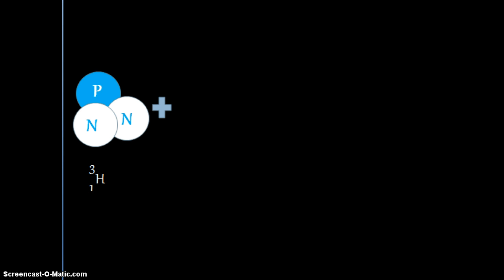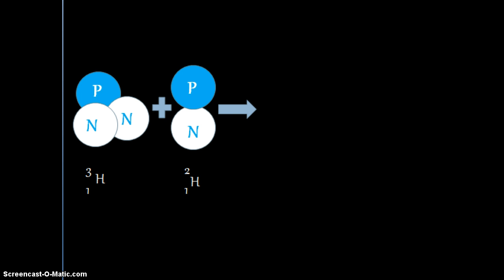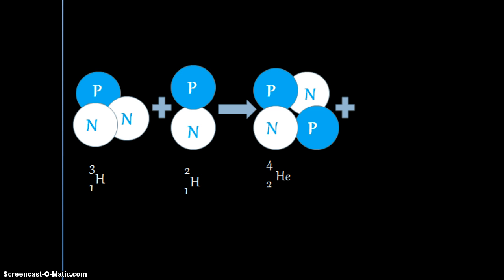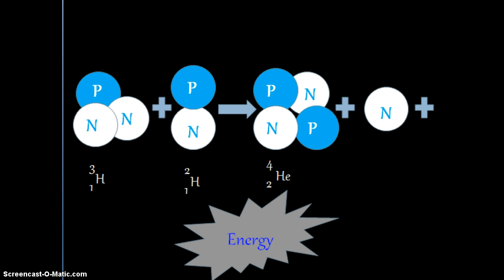Fusion equation. You start with one proton and two neutrons, plus one proton and one neutron, which then is two protons and two neutrons, plus the remaining neutron and energy.